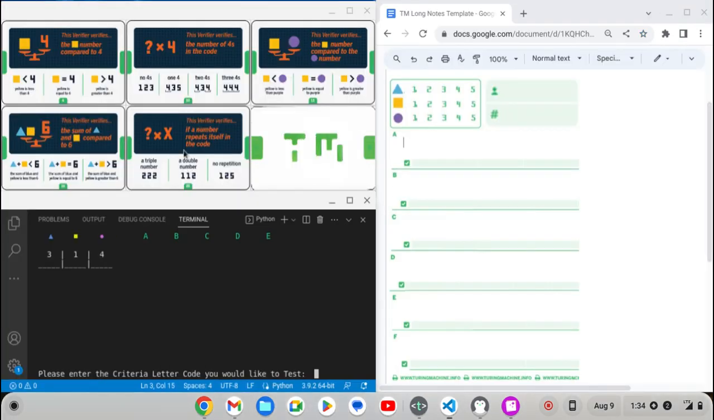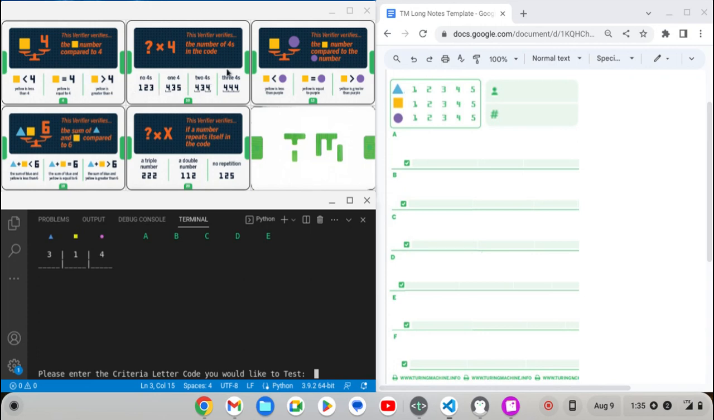So in the grid above, we've got our 5 criteria cards. On the top row, we've got criteria card A, criteria card B, and criteria card C. On the bottom row, we've got criteria card D and criteria card E. So criteria card A looks at our middle digit, our square digit, and compares it to 4. So should the value of square be less than 4? Should it be equal to 4? Or should it be greater than 4?